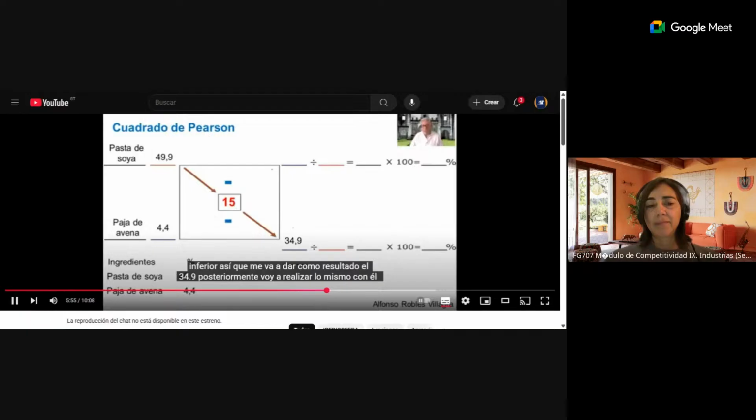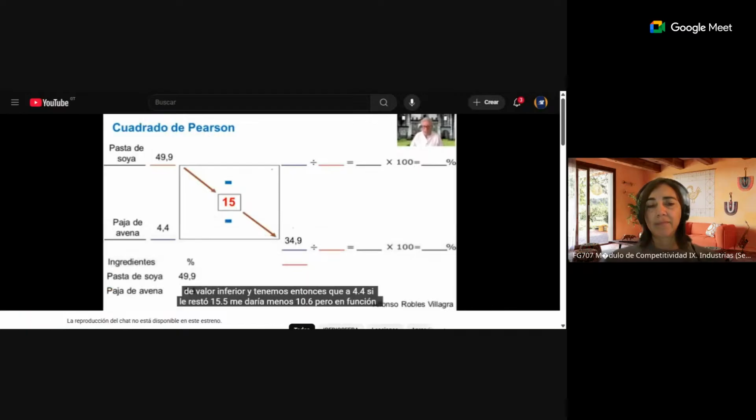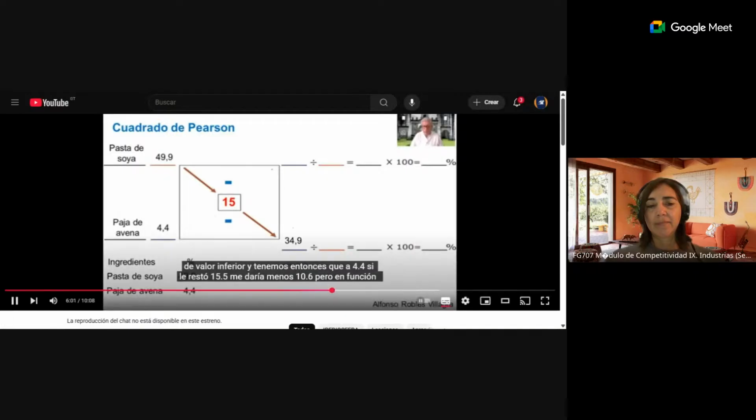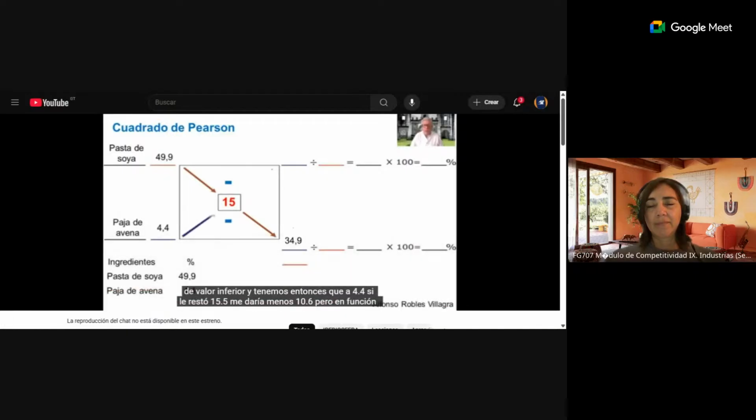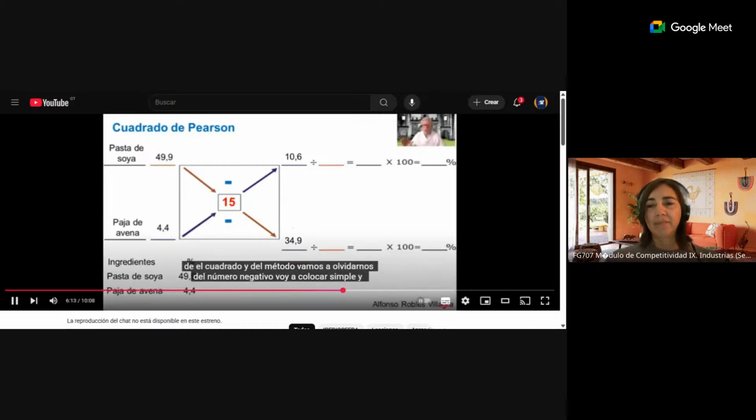Posteriormente voy a realizar lo mismo con el dato de valor inferior y tenemos entonces que a 4.4 si le resto 15.5 me daría menos 10.6. Pero en función del cuadrado y del método vamos a olvidarnos del número negativo. Voy a colocar simple y sencillamente el valor numérico.